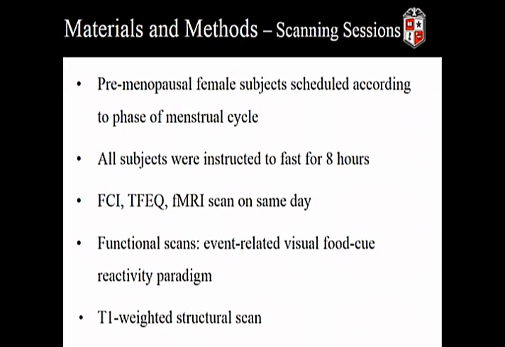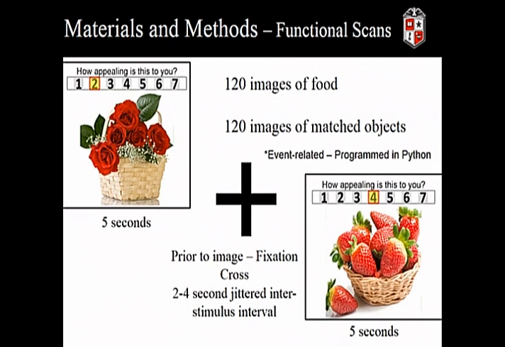One of the unique aspects of this study is that a lot of the fMRI food cue reactivity work does not control for menstrual cycle, and it has quite profound effects on food cue reactivity, so we scheduled everybody in the same phase of the menstrual cycle to control for that. And the model here is they came in for this aspect of the study and were given the food craving inventory and the three-factor eating questionnaire, and then they were scanned and given the food cue reactivity paradigm.